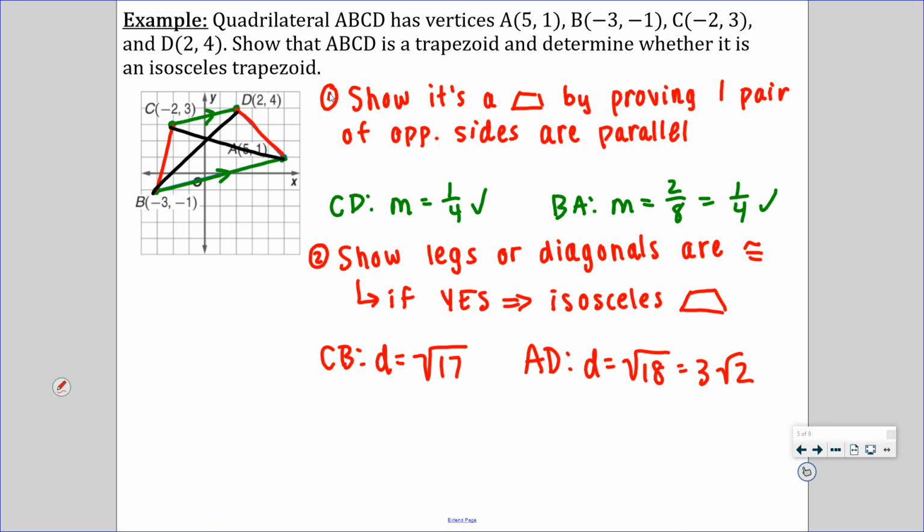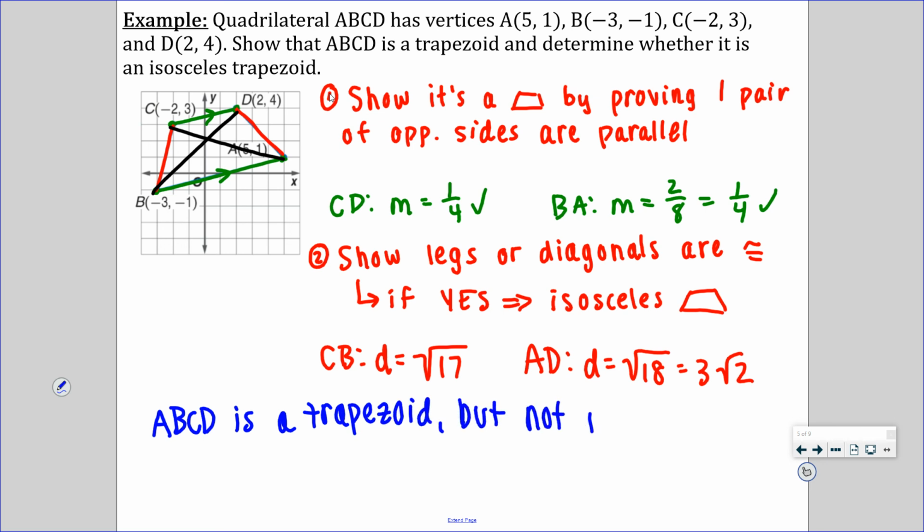Yes, sir. Oh, you did the diagonals? Square root of 15 and square root of 53? 50, yeah. Oh, that makes more sense. Okay, 15, 53. Good. Either way, not the same. Okay, so it's a trapezoid, ABCD, but not isosceles, because you can either say the diagonals are not congruent or the legs are not congruent. So I'm going to say AD is not congruent to CD.